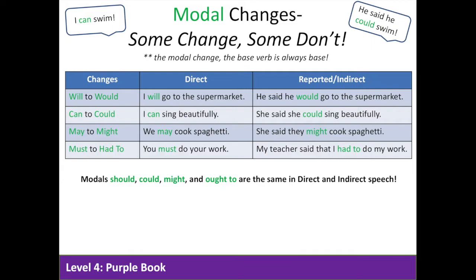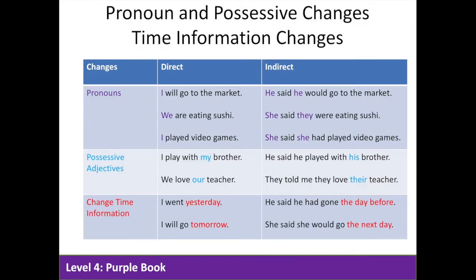You'll also need to remember that modals should, could, might, and ought to are the same in direct and indirect speech. It's also really important to keep in mind how pronouns, possessive adjectives, and time information will change when we go from direct to indirect or reported speech. Again, looking at our chart, we have the changes on the left with examples of direct speech in the center and indirect speech on the right. Take a moment to pause the video and identify how the pronouns, adjectives, and time information have changed when we use reported speech.